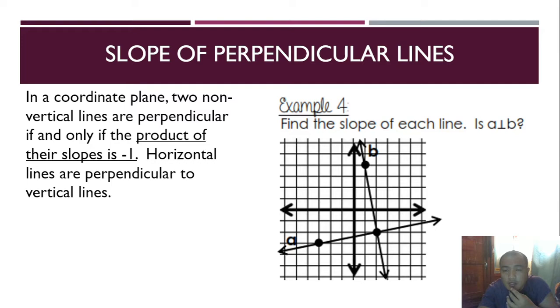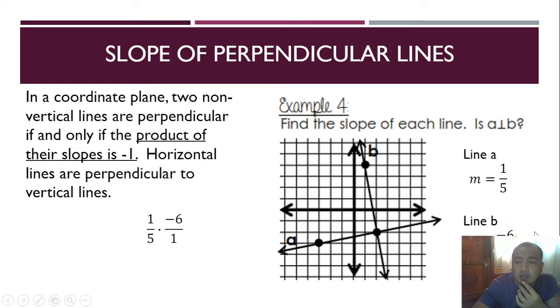Okay, we can know the answer by solving the slope. Line A, 1 over 5. Let's check. The rise is 1, while the run is 1, 2, 3, 4, 5. Correct. 1/5 is the slope of line A. How about the slope of line B? Okay. -1, 2, 3, 4, 5, 6 over 1.